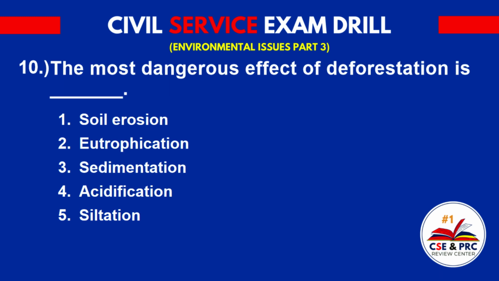Number 10, the most dangerous effect of deforestation is 1. Soil erosion. 2. Eutrophication. 3. Sedimentation. 4. Acidification. 5. Siltation. The answer is 1. Soil erosion.